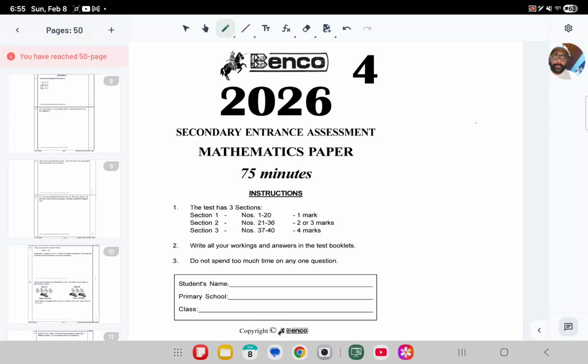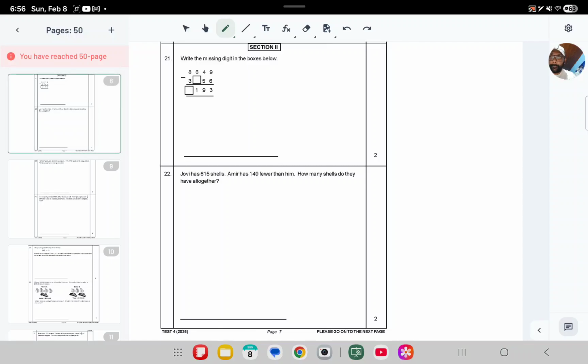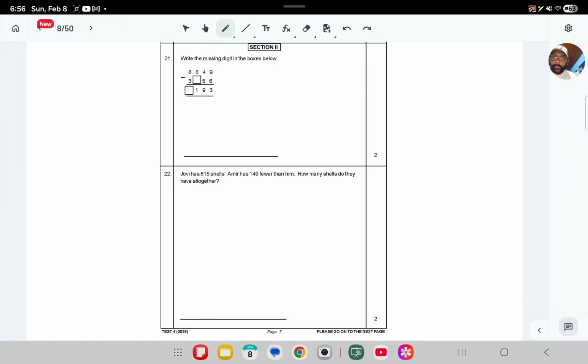Alright, so we're going to move on to section 2 in the Benco 2026 test 4. It said write the missing digit in the boxes below. So looking at this equation here now, we know it's a subtraction equation. So we start on the right hand side, in the ones column. 9 take away 6 is 3.